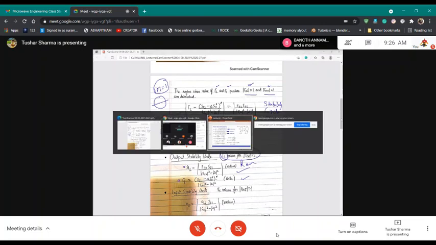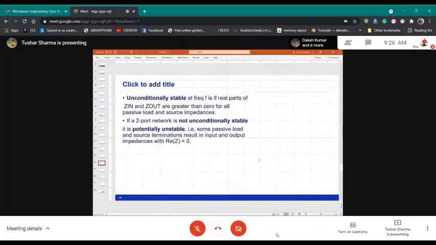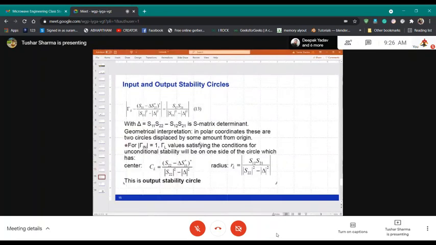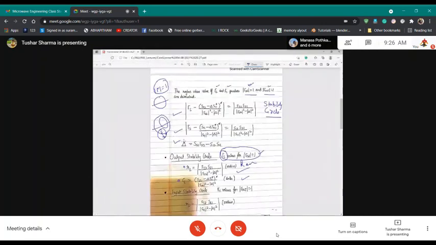The expressions which you will be using, I have actually added to the slide deck, because I don't think you need to cram everything. What you need is CL, RL, and RS and CS for plotting these circles. So this is what I have put in here, so that you can use this while solving.